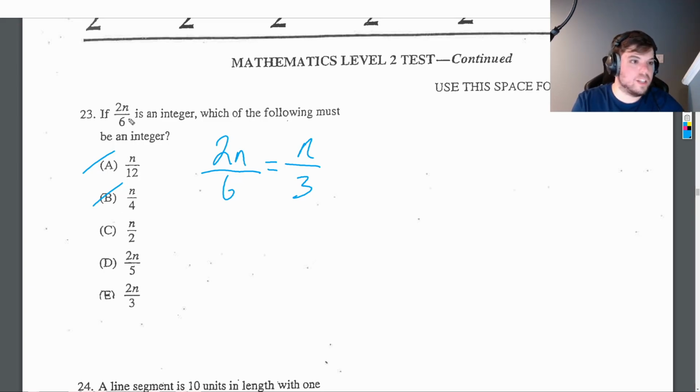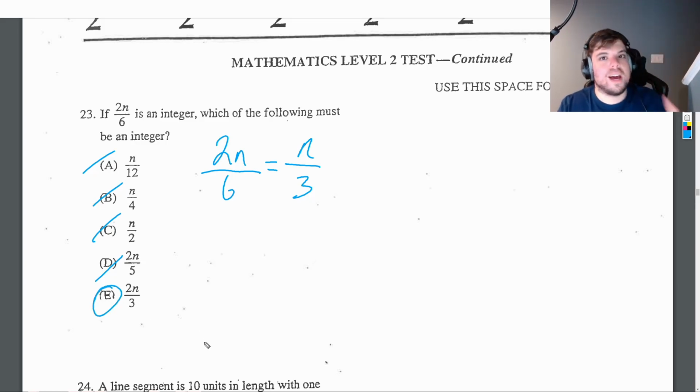No, because pretend n is 3. Still a counterexample. 3 divided by 2 is not an integer. Pretend n is 3. Still a counterexample to this one. This is 6/5. 1.2 is not an integer. 2n over 3? Yes, this is an integer.